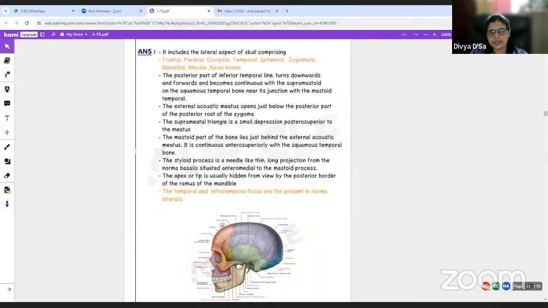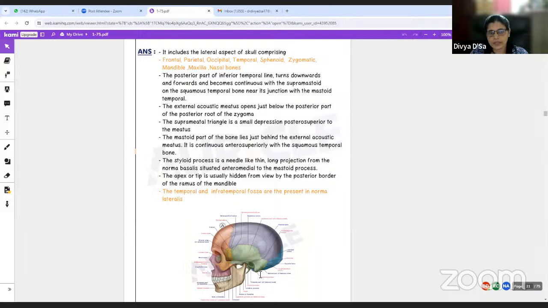Then the external acoustic meatus here. This opening, we call it the external acoustic meatus. And the suprameatal triangle, okay? This is important. The suprameatal triangle is just posterior superior to this external acoustic meatus. There is a depression, a triangular depression. That depression is known as the suprameatal triangle, okay?